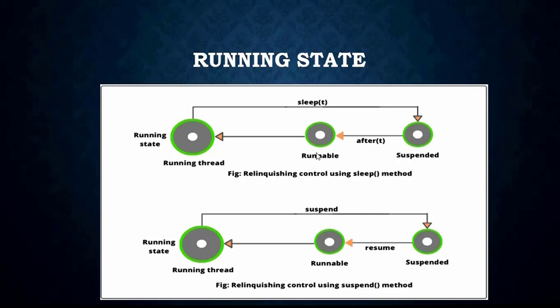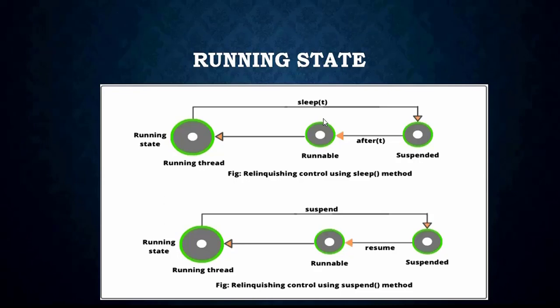A running thread may give up its control in any one of the following situations, and it can enter into the blocked state. So let us quickly look into this diagram. When the sleep method is invoked, the thread goes to sleep for a specified time period.